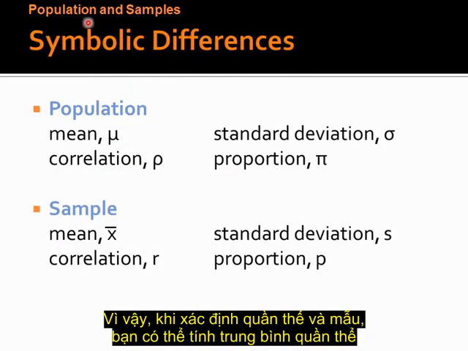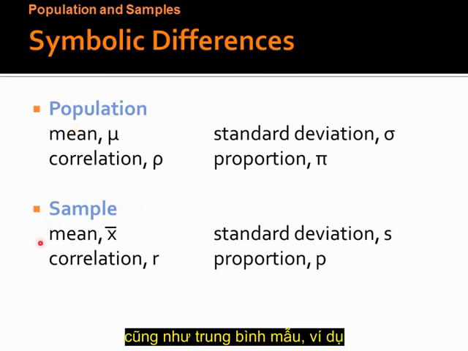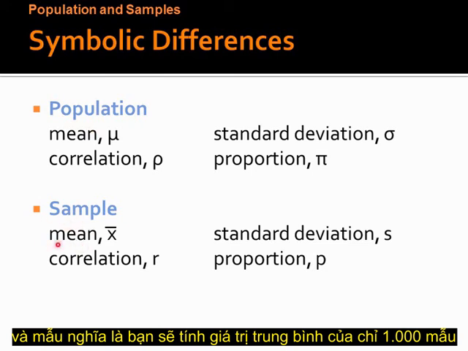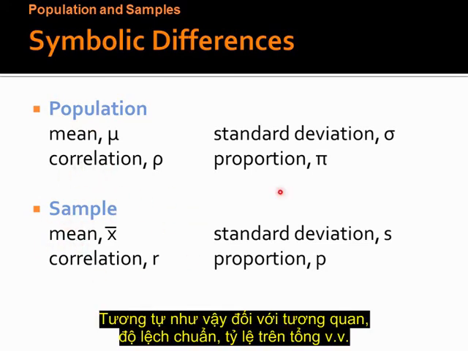So knowing that there are populations and samples, you can probably guess that you can calculate the population mean as well as the sample mean. For example, for the population mean, you would be calculating the mean of the entire 1 million members of the population, and for the sample mean, you would be calculating the mean of only those 1,000 samples. Similarly for correlation, standard deviation, proportion, and so on and so forth.